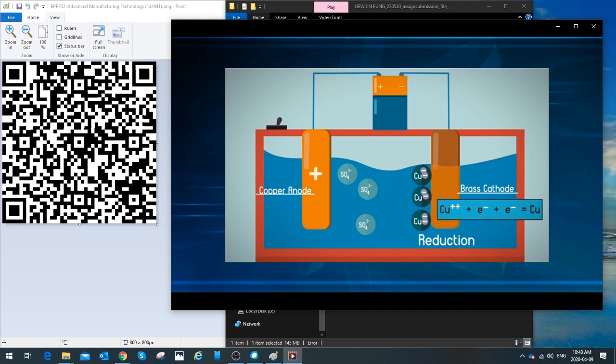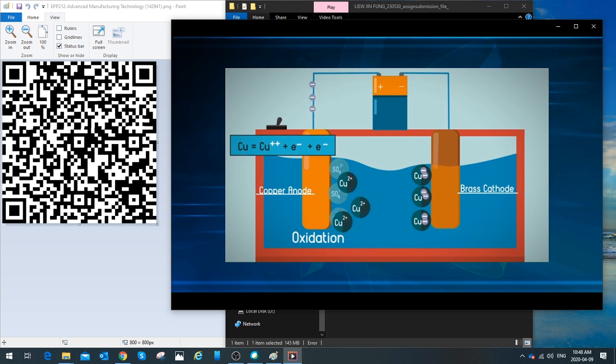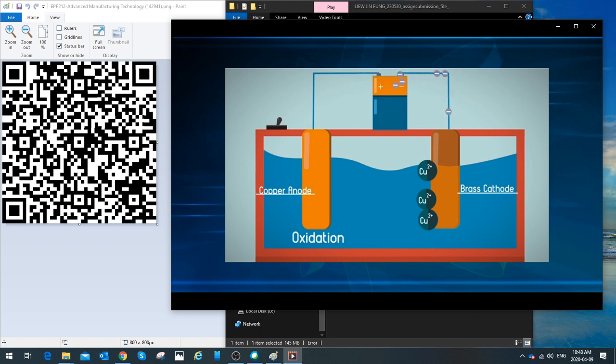First, the cathode will undergo reduction to release electrons, and the anode will undergo oxidation to produce copper ions, which will be plated on the cathode. And the electrons will flow through the connecting wires to the brass cathode, and it will attract the copper ions to be deposited on the surface of the brass cathode.